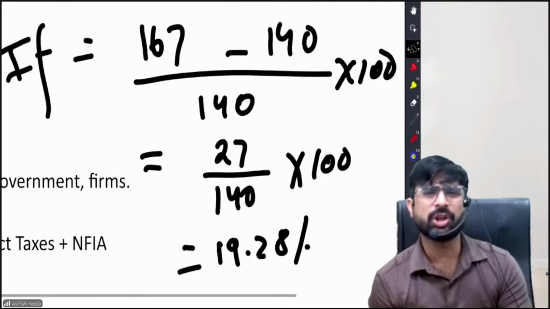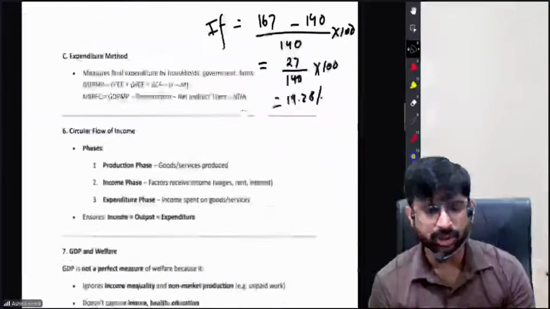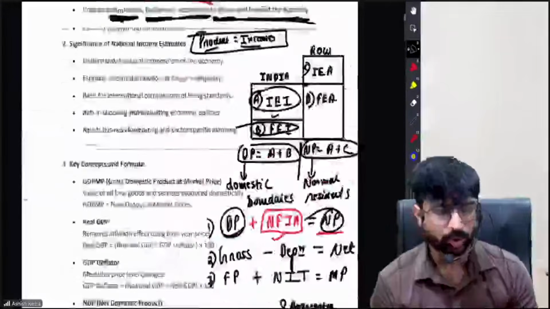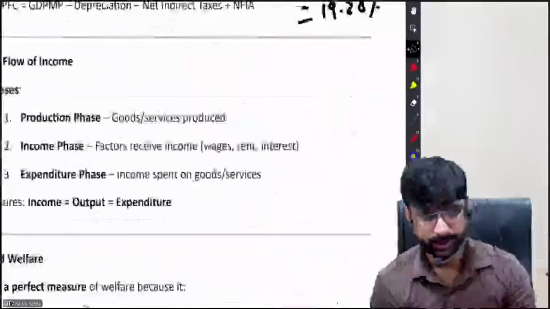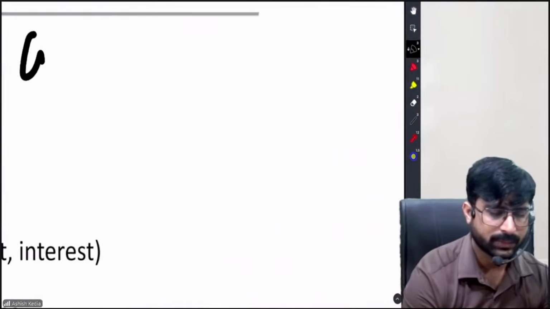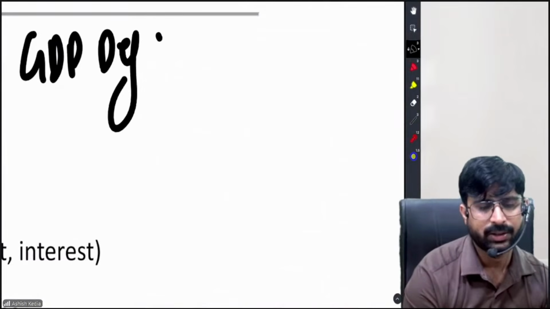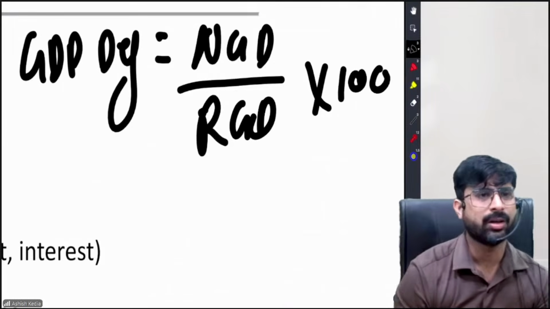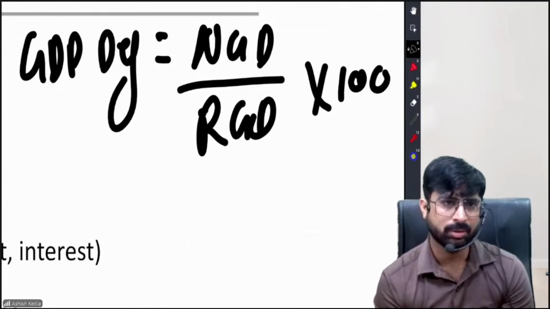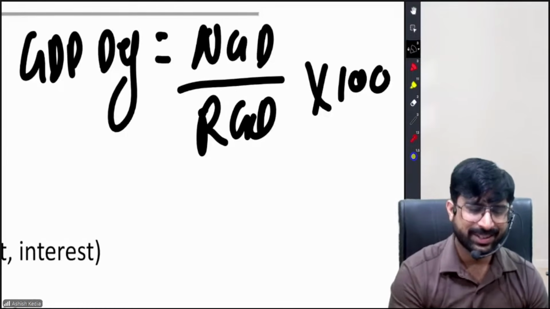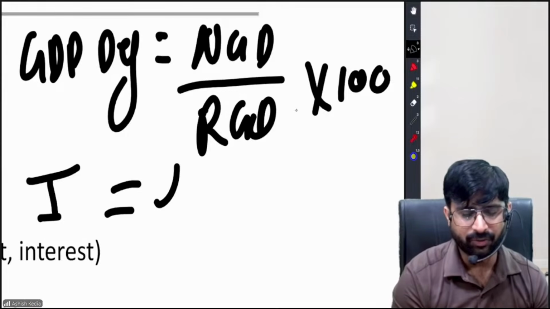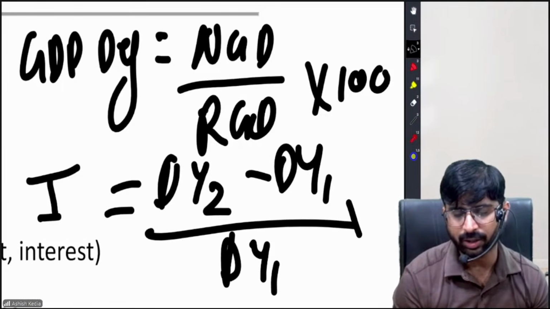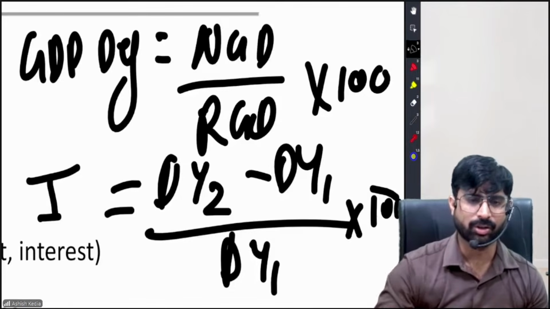So, long story short, if you as a student got confused in this entire picture, I will tell you to stay with two formulas. That's it. Your game is over. GDP deflator is nominal GDP by real GDP into 100. Formula 1. Out of these three, they will give any two. Second is inflation. That is deflator of year 2 minus deflator of year 1 by deflator of year 1 into 100. We have already written this.